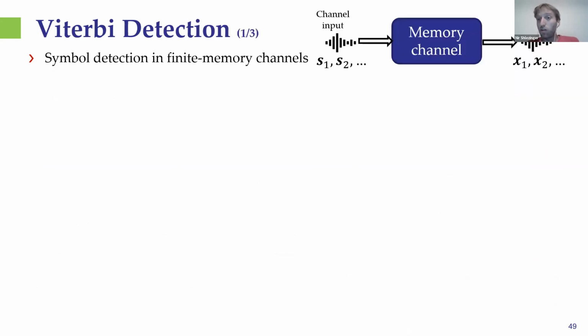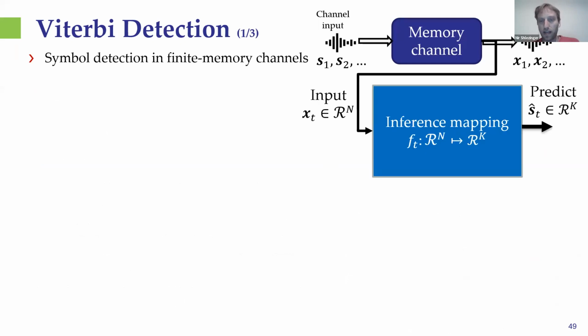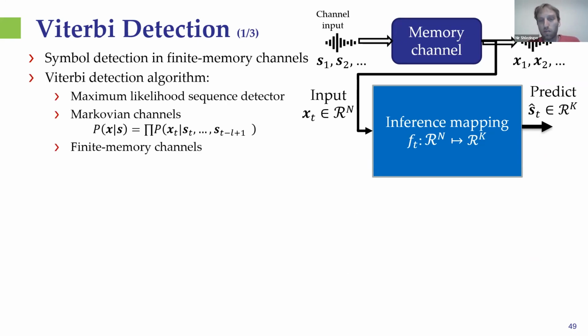Another example I'm going to show for this kind of methodology relates to Viterbi detection. I mentioned earlier the Viterbi algorithm as being one of the leading workhorses of wireless communications, and it deals with symbol detection in finite memory channels. So we have a transmitter, it transmits symbols from a finite constellation, and our receiver has to map its channel output into the estimate of the transmitted symbols.